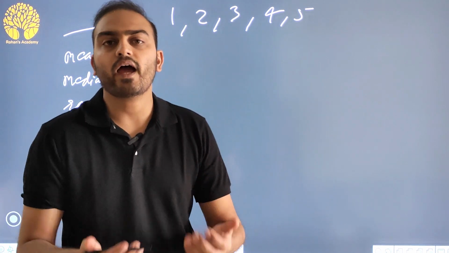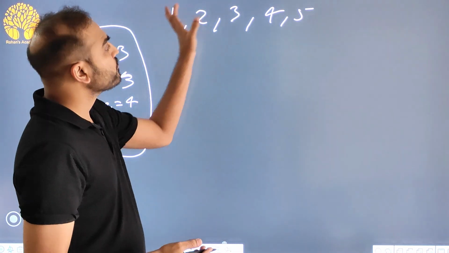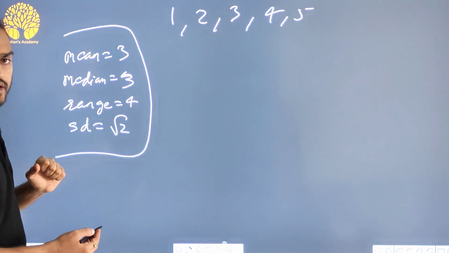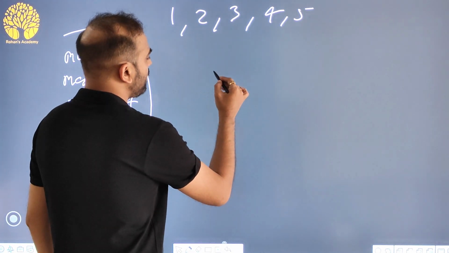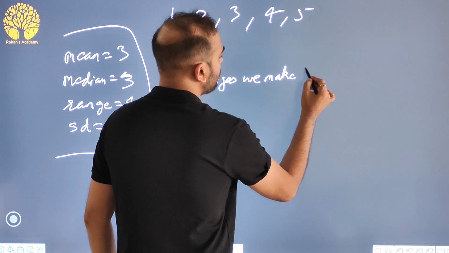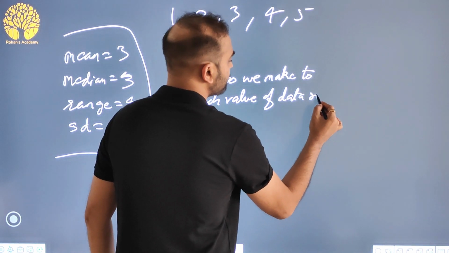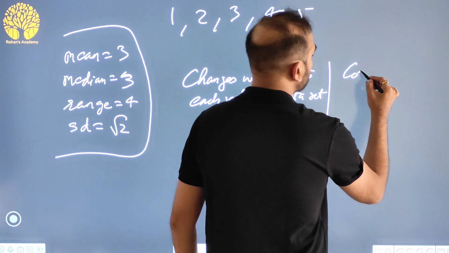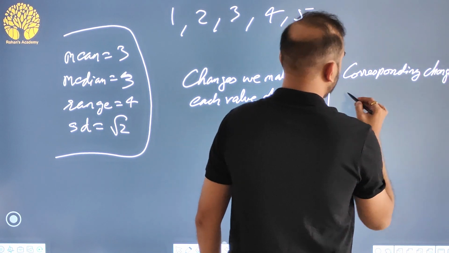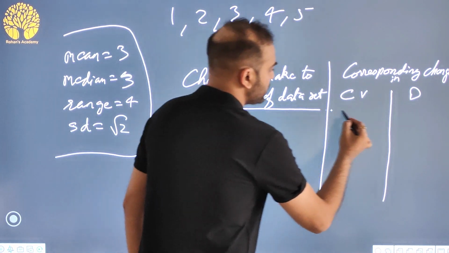Now let's learn what happens if I make changes to the values. What will happen if I change all the values? What will happen to my mean, median, range and standard deviation? So if you want, we can make a table. We have changes we make to each value of the data set, and corresponding changes in central value and dispersion values. So say this is your table.